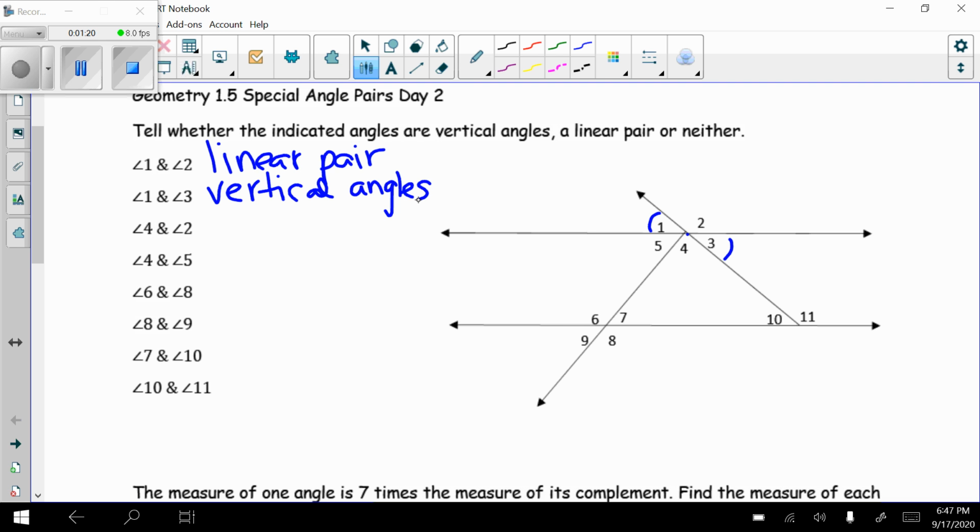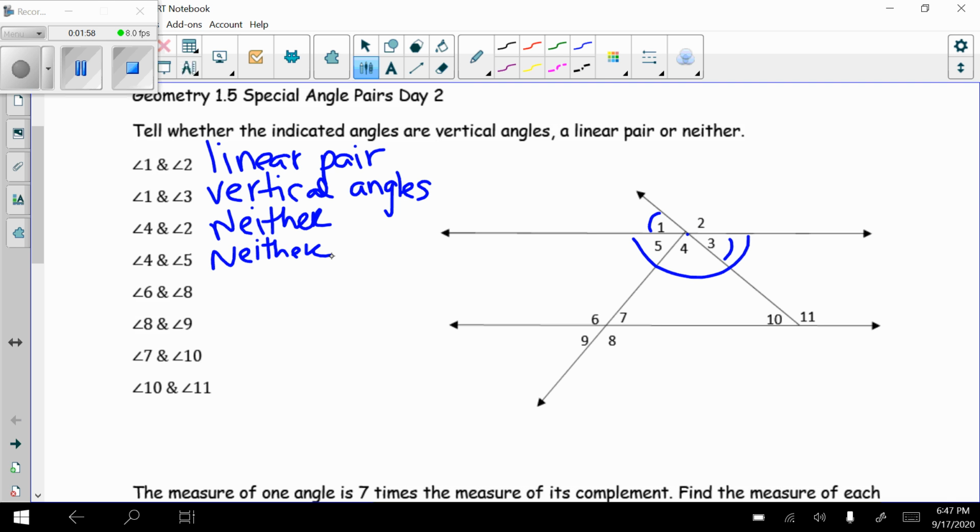Angles 4 and 2. They are not together to make a straight line, and they are not directly opposite from one another as vertical angles would be, so these are neither. Angles 4 and 5. They are adjacent, they sit side by side, but they are not a linear pair because it would take all three of those to make a straight line. So they are neither as well.